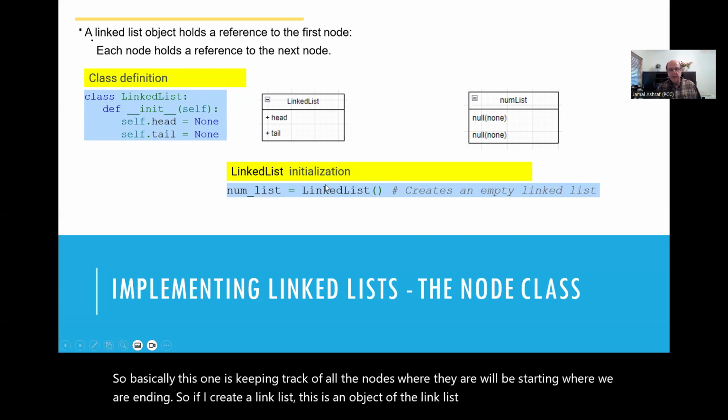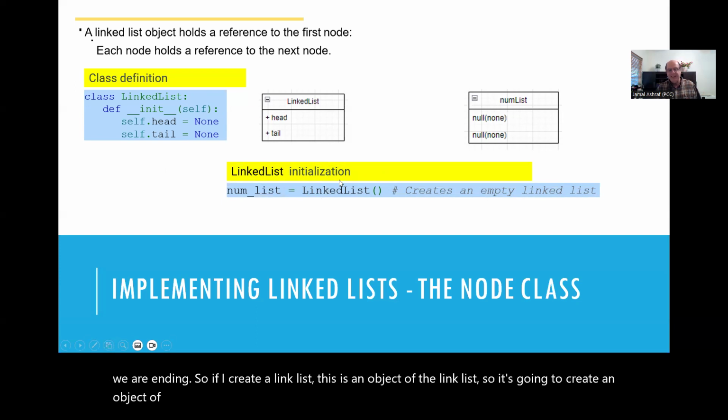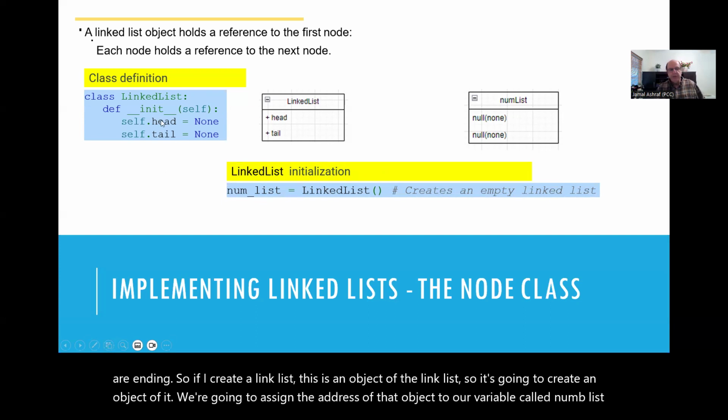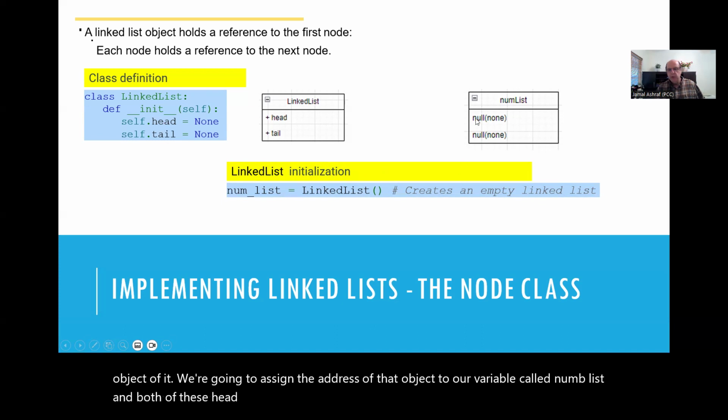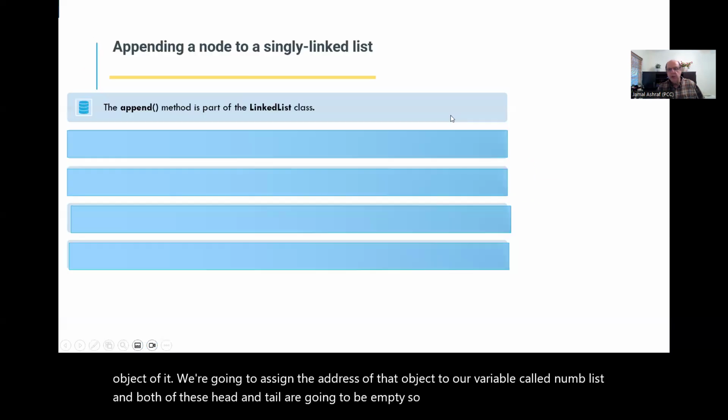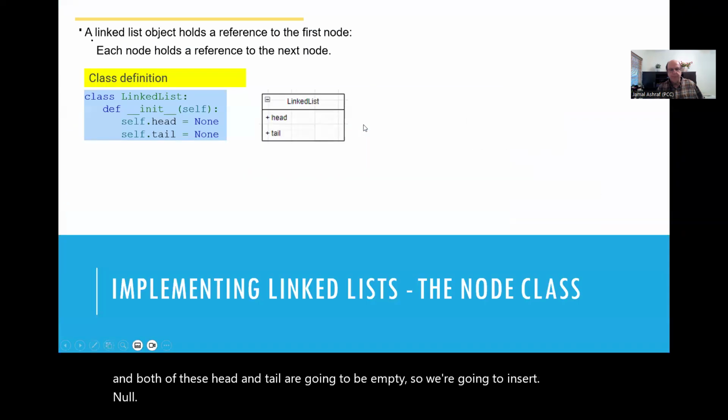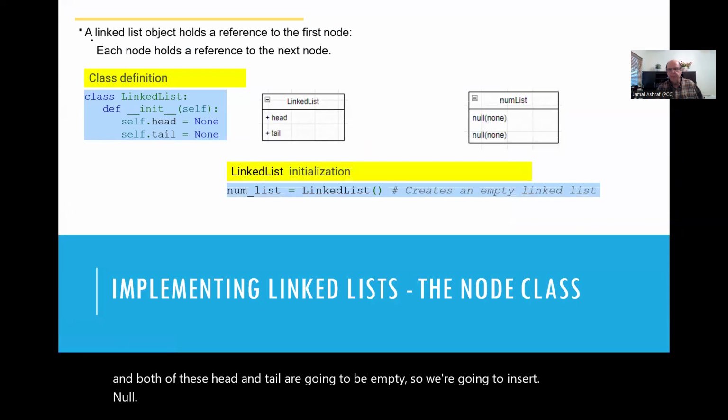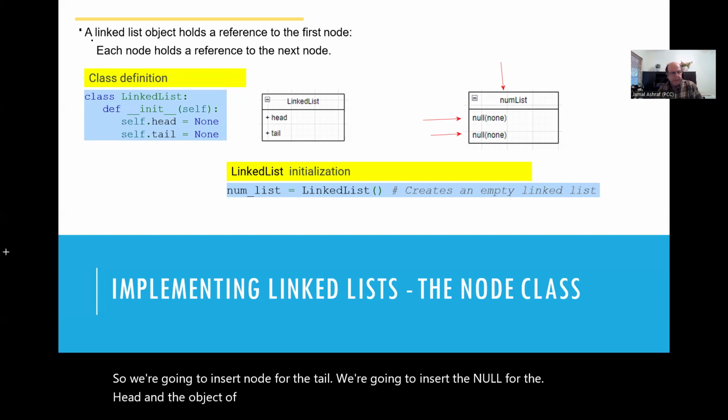So if I create a linked list, this is the object of the linked list. It's going to create an object of it. We're going to assign the address of that object to our variable called num list. And both of these, head and tail, are going to be empty. So we're going to insert null for the tail, and we're going to insert null for the head, and the object of the linked list has been created.